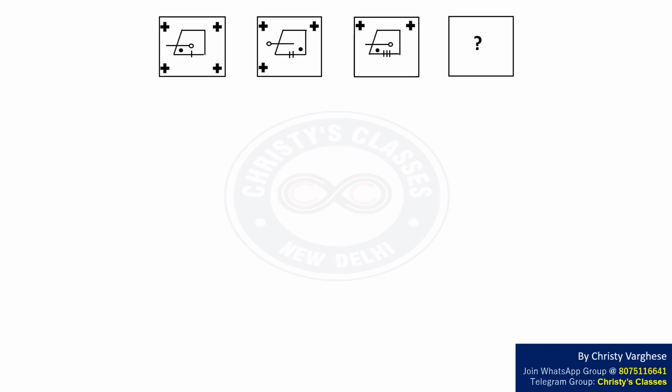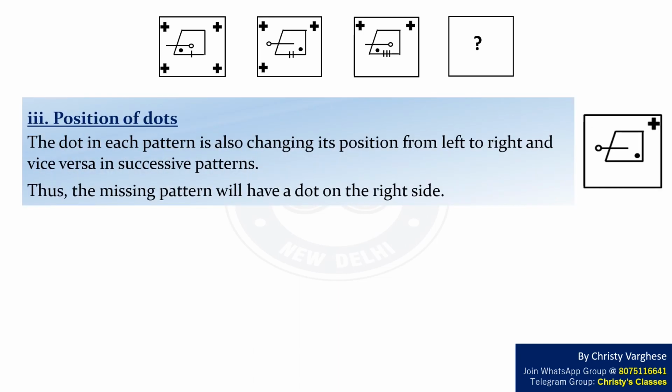The next changing property is the position of dots. The dot in each pattern changes its position from left to right and vice versa in successive patterns. Thus, the missing pattern will have a dot on the right side.